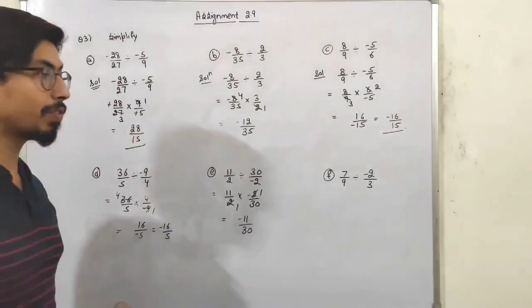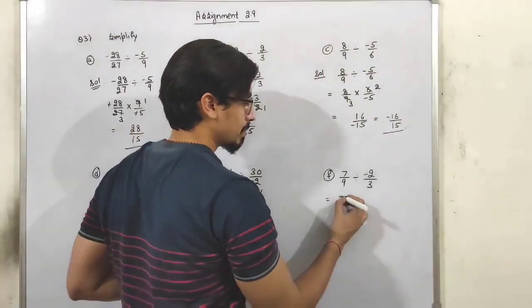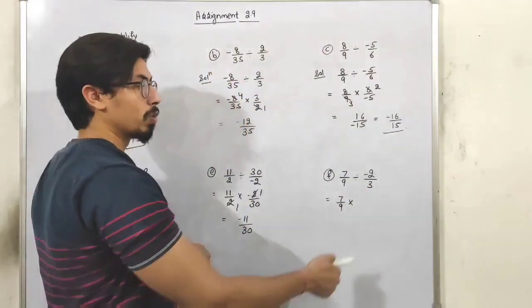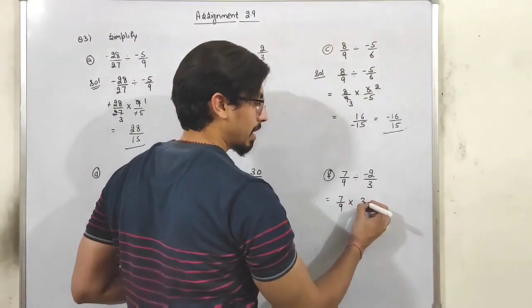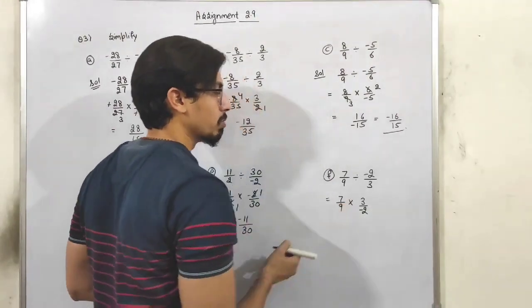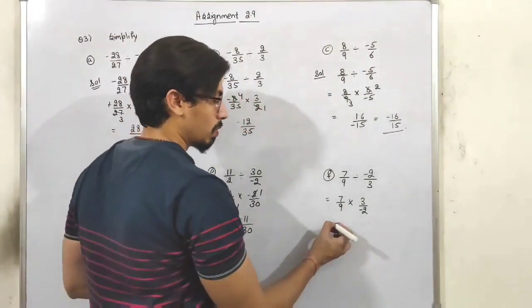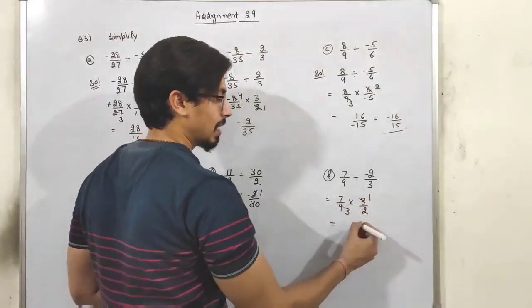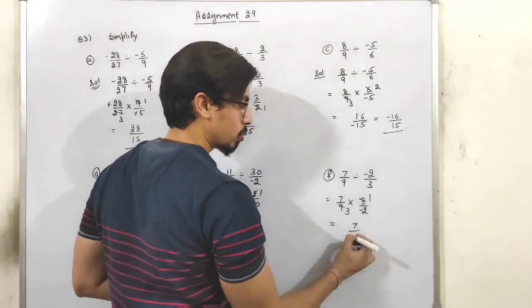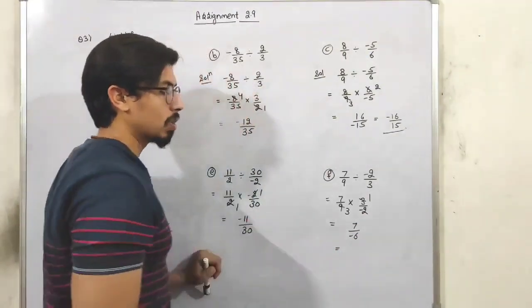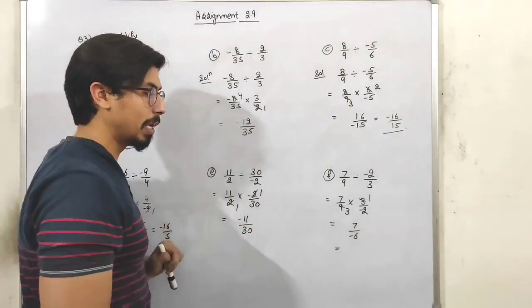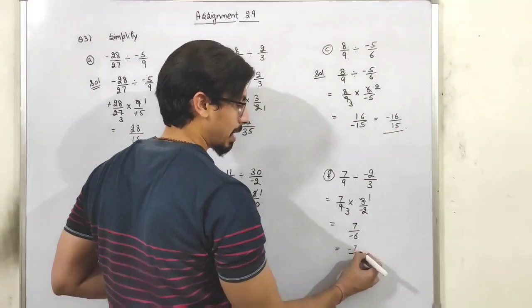Now in our next part we have 7 by 9. Replace it by a multiplication sign. Okay. Now this minus 2 by 3 can be written as 3 by minus 2. Okay. Now 3 ones are 3, 3 threes are 9. So 7 ones are 7. And 3 into minus 2, that is minus 6. Now we can shift this minus sign upward towards the numerator. So it will be minus 7 by 6.